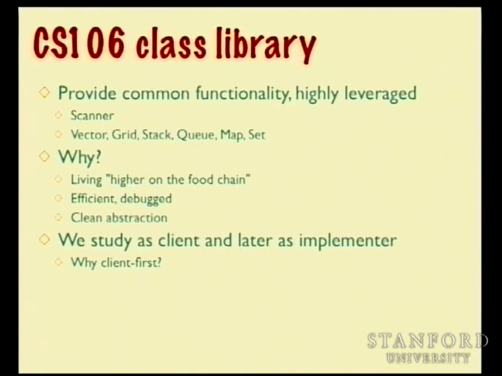One of them is the scanner, which I separated by itself because it's a little bit of an unusual class. Then there's a bunch of container classes on that next line: the vector, grid, stack, queue, map, and set. They are used for storing data, as different types of collections, and they differ in their usage pattern, what they're storing, and how they're storing it for you.